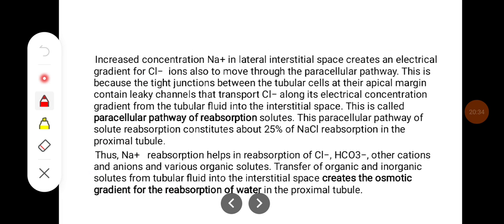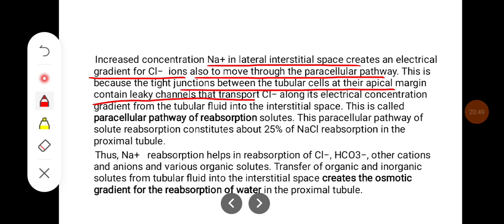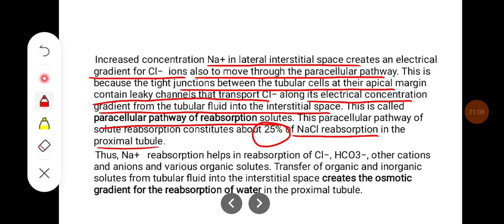Increased concentration of sodium in the lateral interstitial space creates an electrical gradient for chloride ion. Also, it moves through the paracellular pathway. This is because the tight junctions between tubular cells at their apical margin contain leaky channels that transport chloride along its electrochemical gradient from tubular fluid into the interstitial space. This is called the paracellular pathway of reabsorption of solutes. This paracellular pathway of solute reabsorption constitutes about 25% of the sodium chloride reabsorption in the proximal tubule.